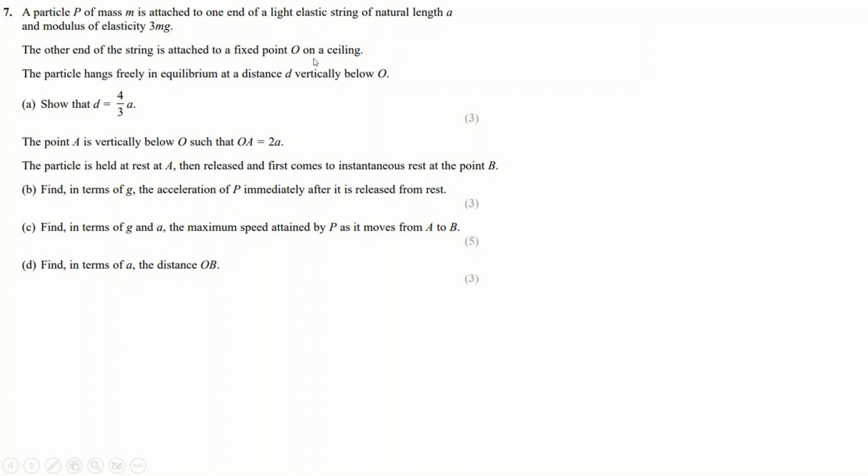Question number 7. We have a ceiling with a string and then a weight at the end of it, sitting at distance d here, and it's in equilibrium, which means the force going downwards, which is just mg, is equal to the force going upwards, which is the tension. The tension in an elastic string is given by this formula, where lambda is the modulus of elasticity. If it's at distance d, and it naturally sits at length a, the stretch must be d minus a, the extension, divided by a, which is the natural length.